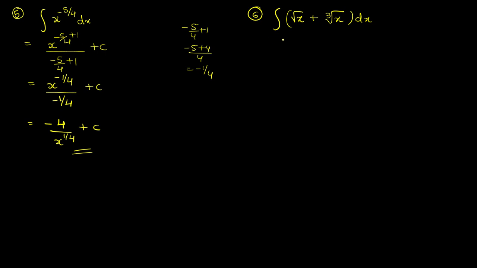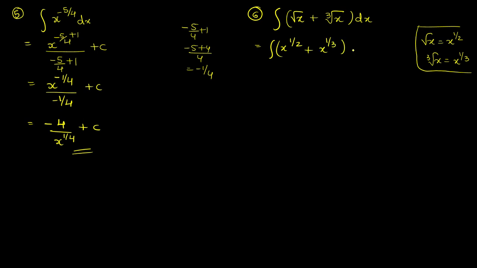So we need to write this in a proper simplified form. You know that root x can be written as x power 1 over 2, and cube root of x can be written as x power 1 over 3. So applying this simplification, the integral of x power 1 over 2 plus x power 1 over 3 dx. Now it's in a simplified form.